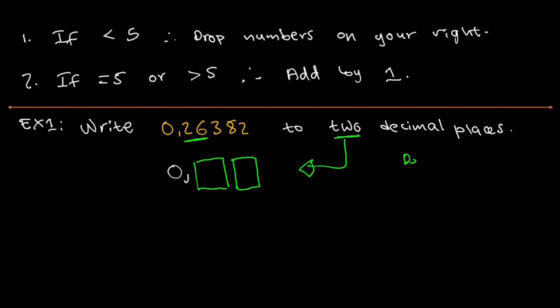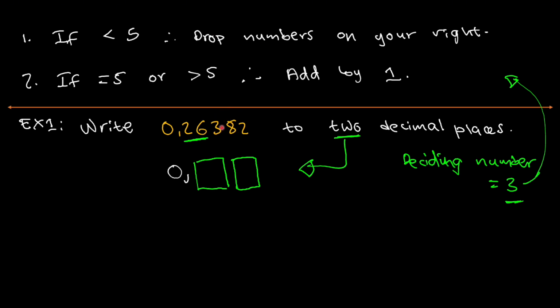Deciding number. So, my deciding number is 3. I'm going to check this against the conditions that I have. Is number 3 less than 5? Yes, number 3 is less than 5. Then what do I do? I drop the numbers on my right.